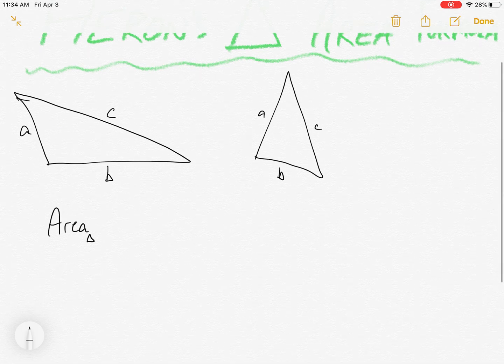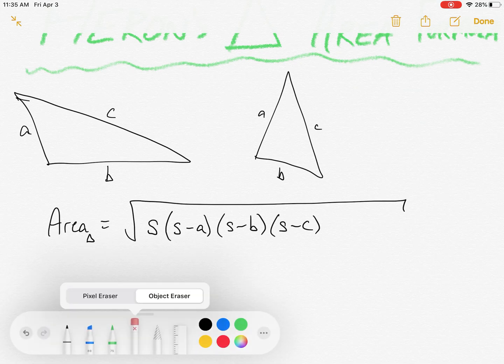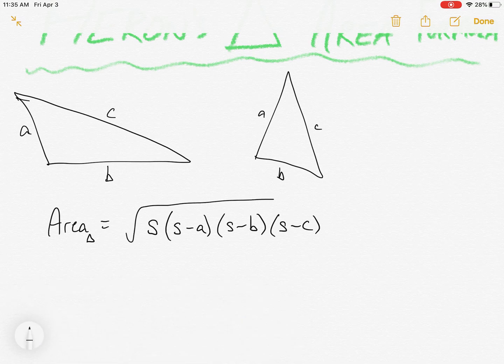So here it is. The area of the triangle will be the square root of S. What's S, you ask? Well, give me a second. Times S minus A, times S minus B, times S minus C. I kind of overdid my square root. That's a little nicer looking.